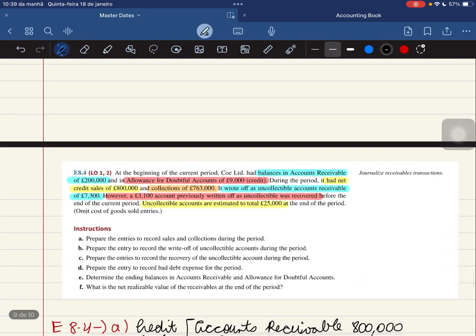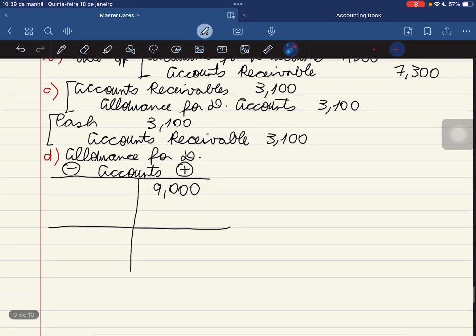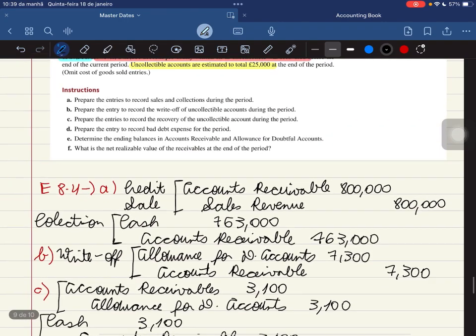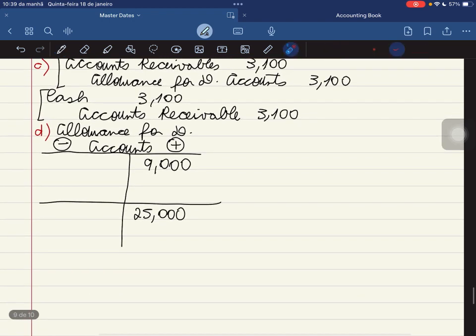And it also says what is the estimated amount at the end. Uncollectible amounts are estimated at 25,000 at the end of the period. If it doesn't say anything, that means that it is a positive balance, which means that I'm going to have the 25,000 here. What we are looking for is the bad debt expense, right? So basically what we're looking for is the difference that is going to be here.